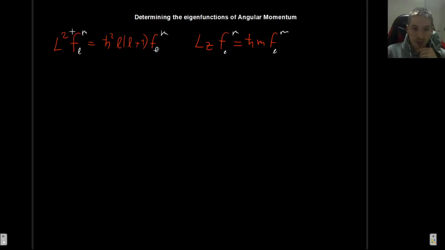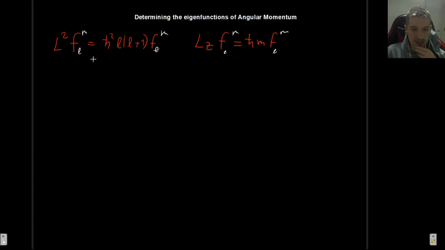Well, the thing is, remember, these operators are Hermitian operators, which means that they represent observable quantities. So if these eigenfunctions were to be some sort of wave function, then we could apply these operators to the wave functions and determine the angular momentum that these wave functions have. But we don't really know if that's the case, so this is why we actually want to go ahead and find what these eigenfunctions are.